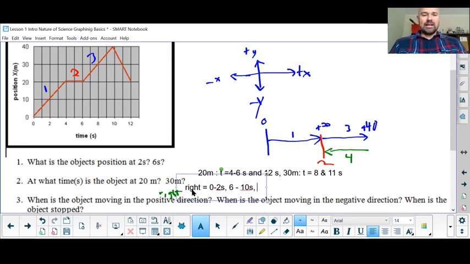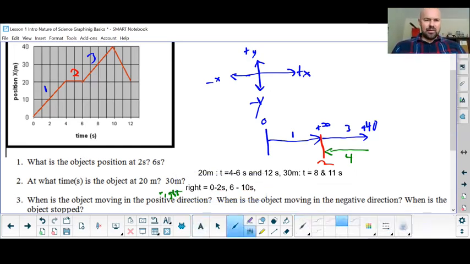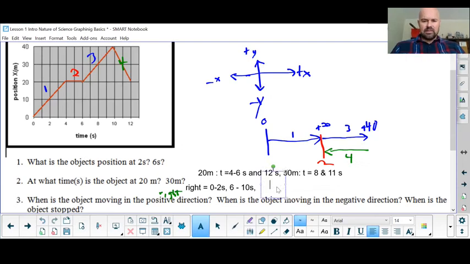Moving to the left would be the last section, which I didn't label up here, but it's section 4 here. So the line moves back down. That's moving to the left in our instance here. So left would be from that 10 seconds to 12 seconds.